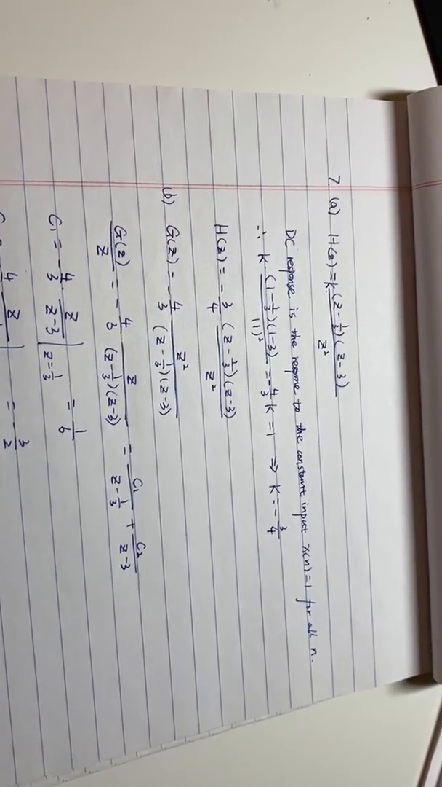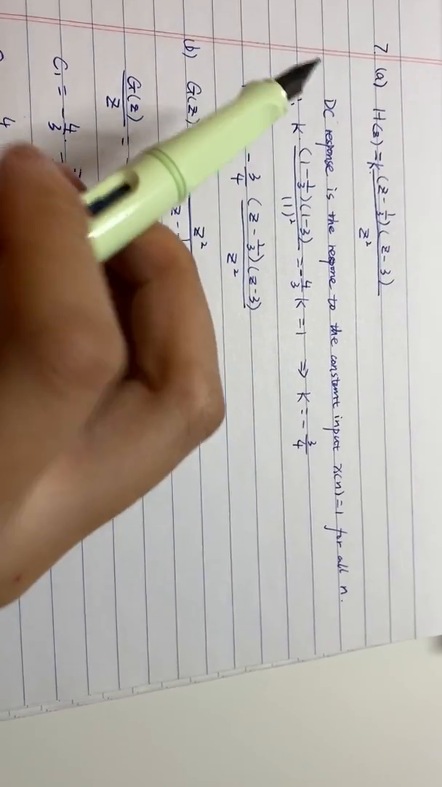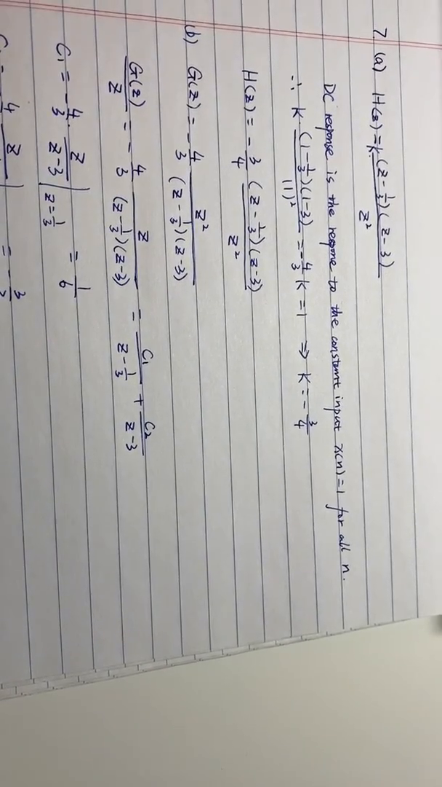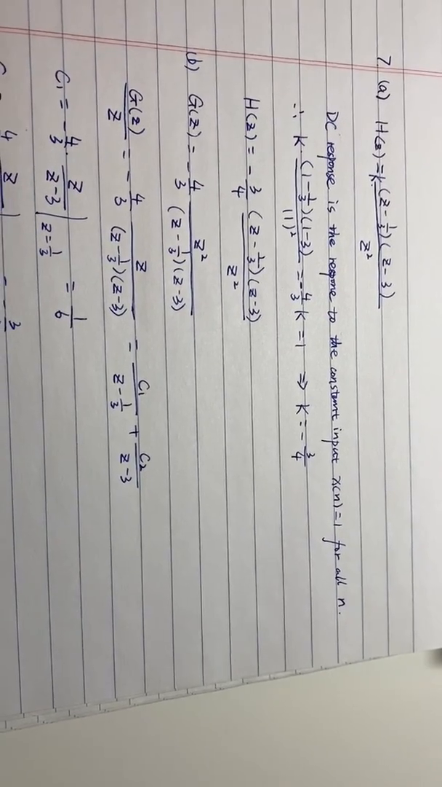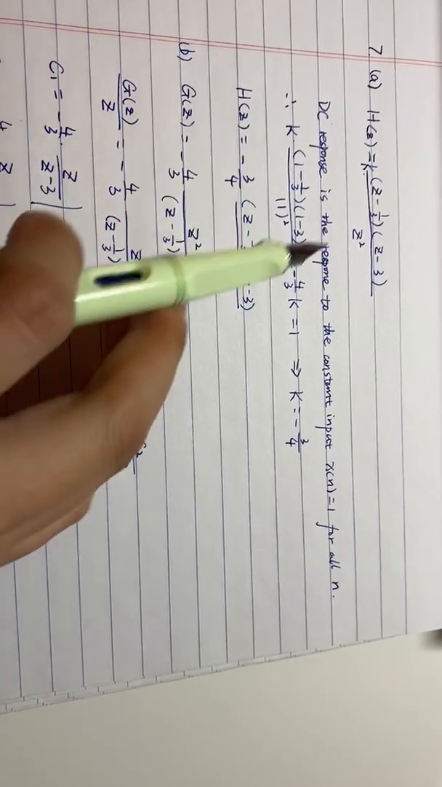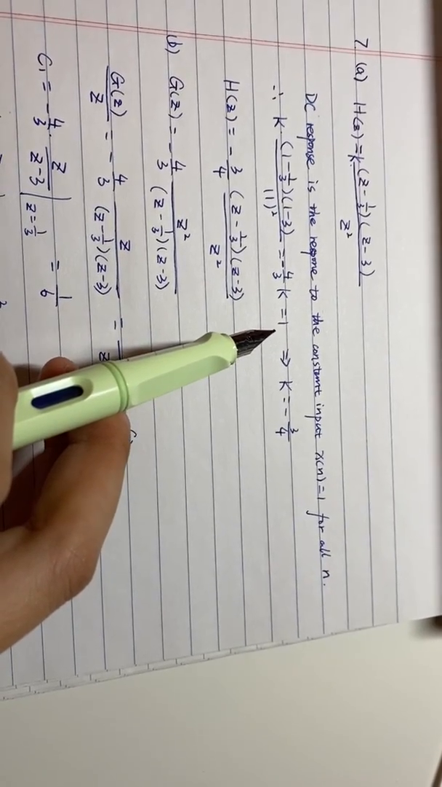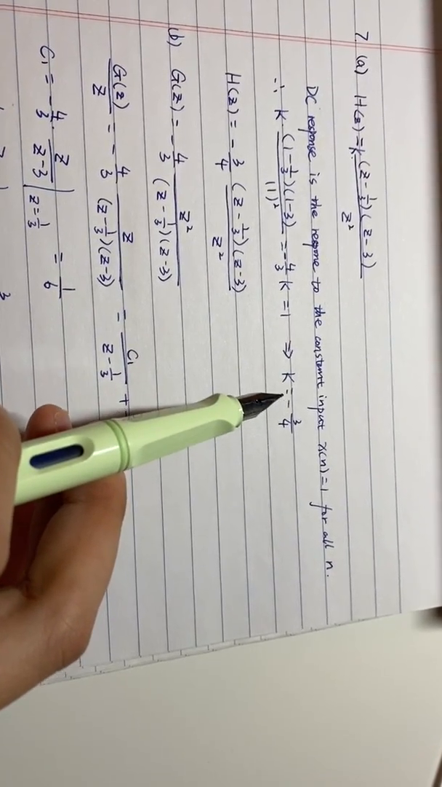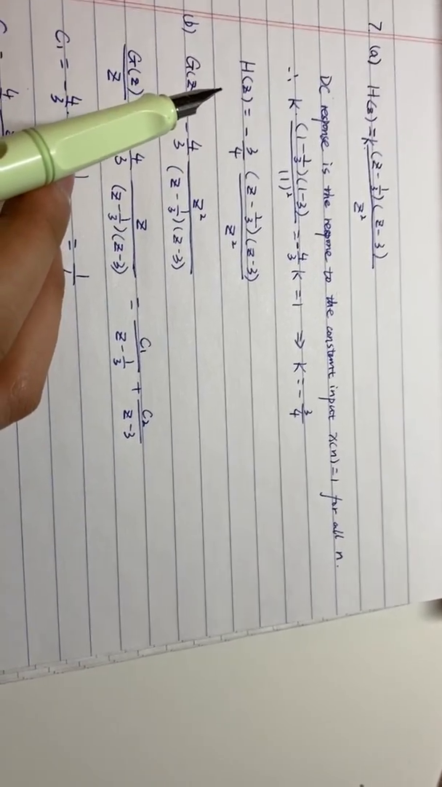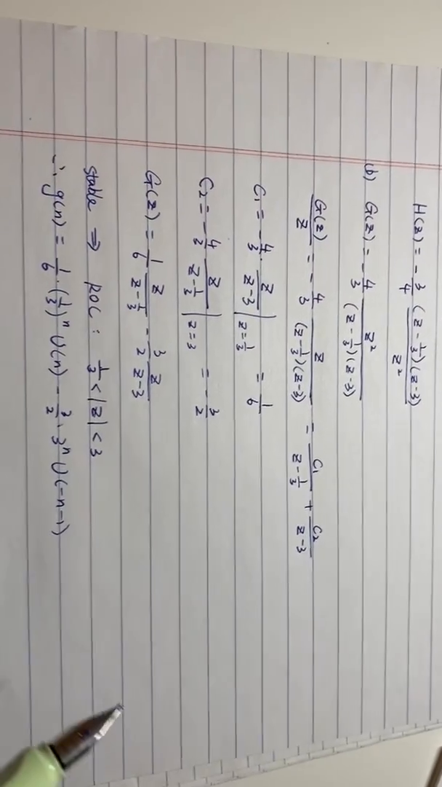We've known that the DC gain is 1 for the first question. Here's the definition of DC response. It is the response to the constant input x[n] equals 1 for all n. So here we make z equals 1 and make this equation equal 1, because the DC gain is 1. So we get k equals minus 3/4, and we can finally get H(z), which is what we've been asked.